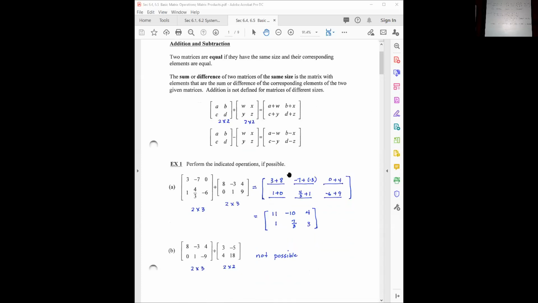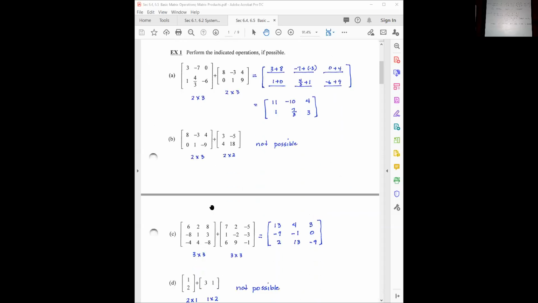So now an example here, I don't want to spend too much time on this because it's pretty straightforward. This is a 2 by 3, and that is also a 2 by 3. These are the same size, same dimensions. So 3 plus 8 is going to be the first ones, right? -7 plus a -3. You add the negatives, so -10. 0 plus 4, right? So that's all you do. Entry by entry in the exact same location. So it's very easy to add a matrix. So I'm not going to really waste time on showing that.